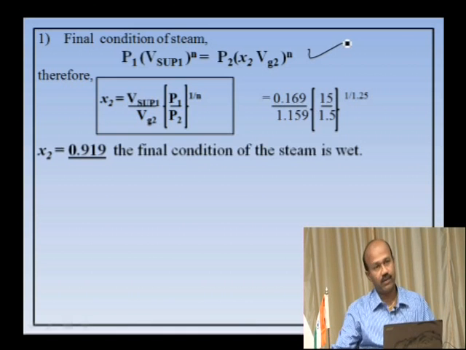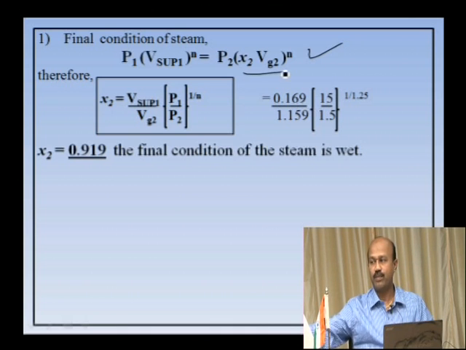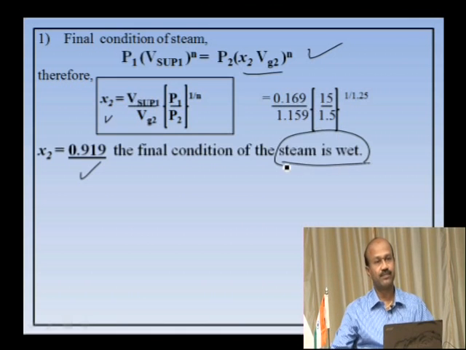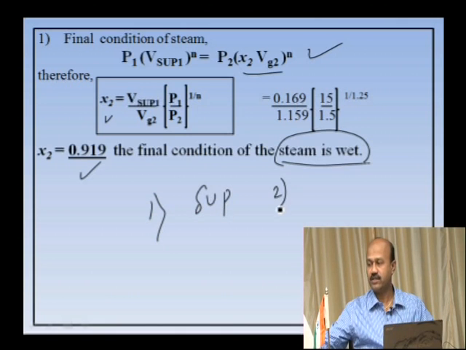Next, finally I have taken P2 (x2 v_g2) to the power n. Why have I taken x2 v_g2? Because final condition is not known, even though we are assuming that the final condition is wet. Therefore, we are always taking the wet formula. So by substituting all the values and simplifying the relation, you get x2 value as 0.919. It is less than 1. Therefore, the final condition of steam is wet. Now it is clear, initially it is superheated and final condition is wet.